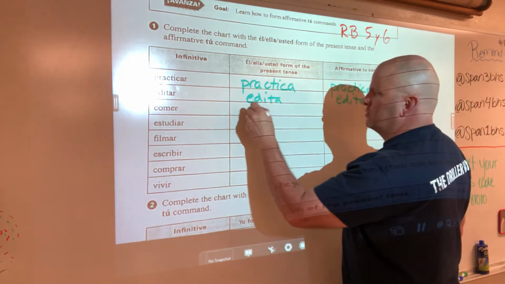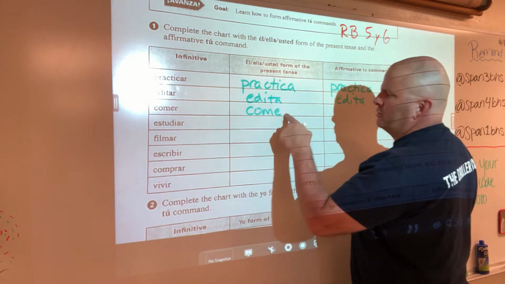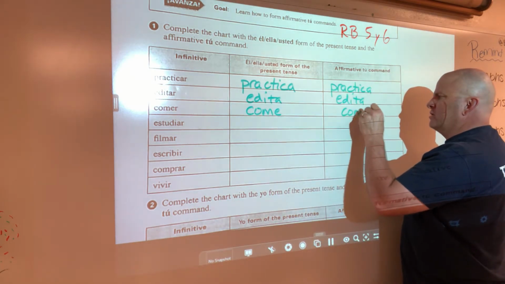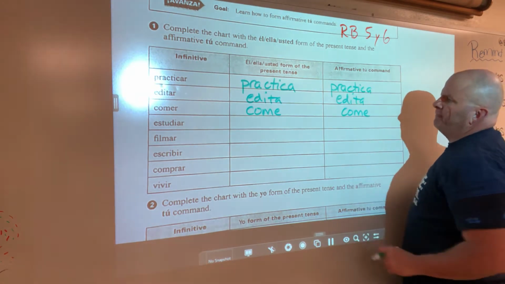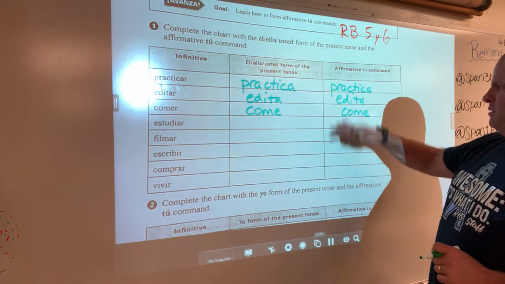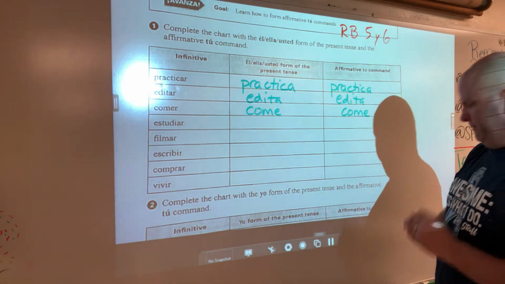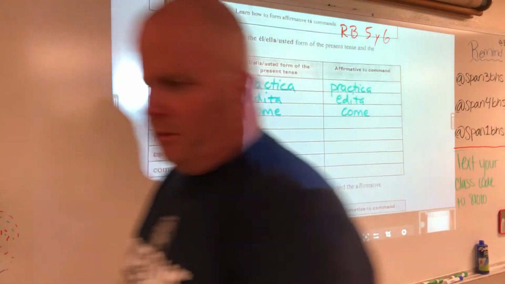Let's do comer, come. So he or she eats. And when you change it to a 2 command, it's like, eat your dinner, come la cena. Okay? So again, these are going to be the same in both columns. All right. Let's go down to the bottom ones.